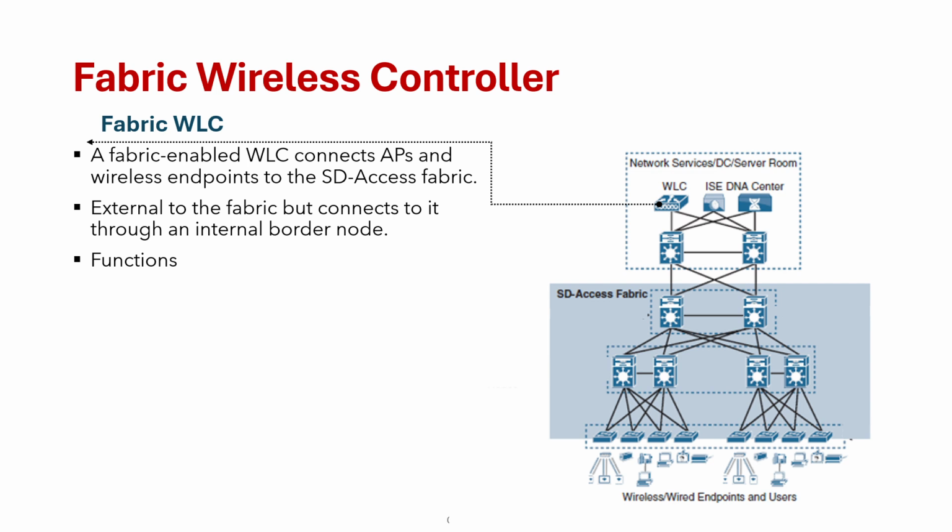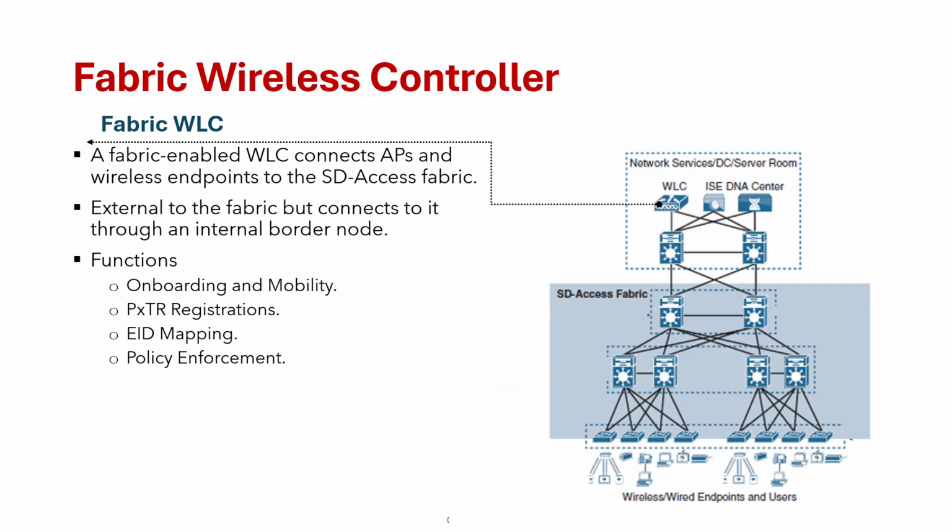The functions of fabric WLCs include onboarding and mobility: it handles the onboarding of wireless clients and ensures seamless mobility as they move across the network. PXTR registration: it performs proxy tunnel router registration to the fabric control plane on behalf of the fabric edges. And then EID mapping: the control plane node maps the host endpoint identifier EID to the current fabric access point and fabric edge node location. And then it also offers policy enforcement: the fabric WLC ensures the SGTs and VRF based policies are applied to the wireless user just like wired users.